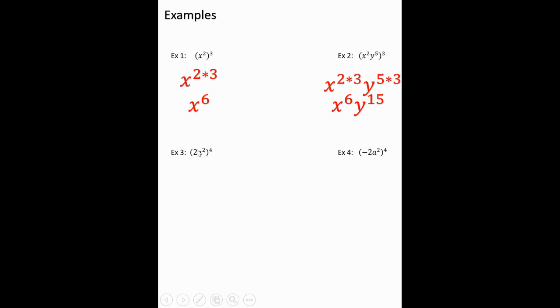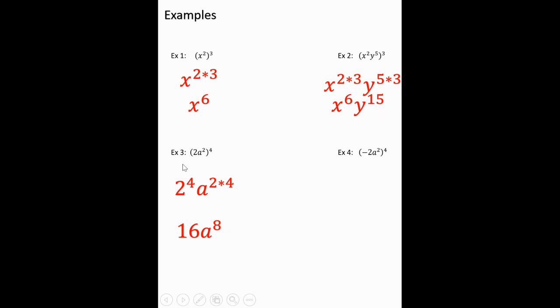Next one, we've got 2 to the 4th power and a squared to the 4th power. That 4 goes to the 2 and the a squared. So what I'm going to get is 2 to the 4th power and a squared to the 4th power. Well, 2 to the 4th power equals 16. 2 times 2 times 2 times 2 is 16. And then you keep the base, multiply the exponents, you get a to the 8th.